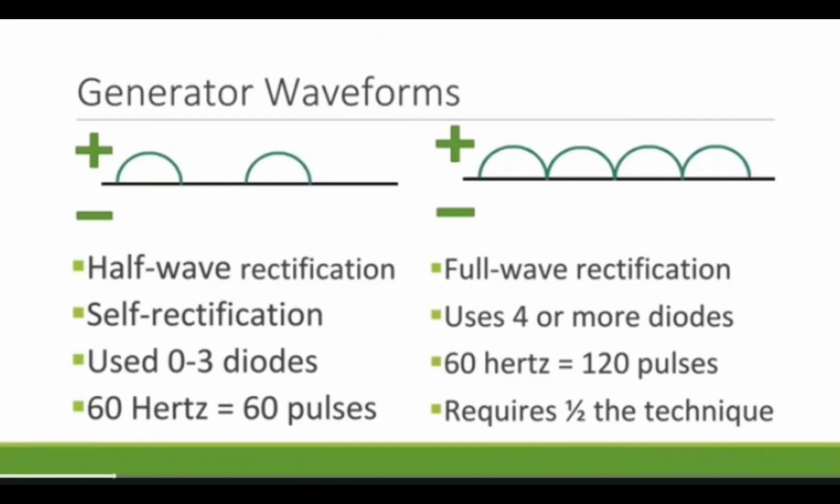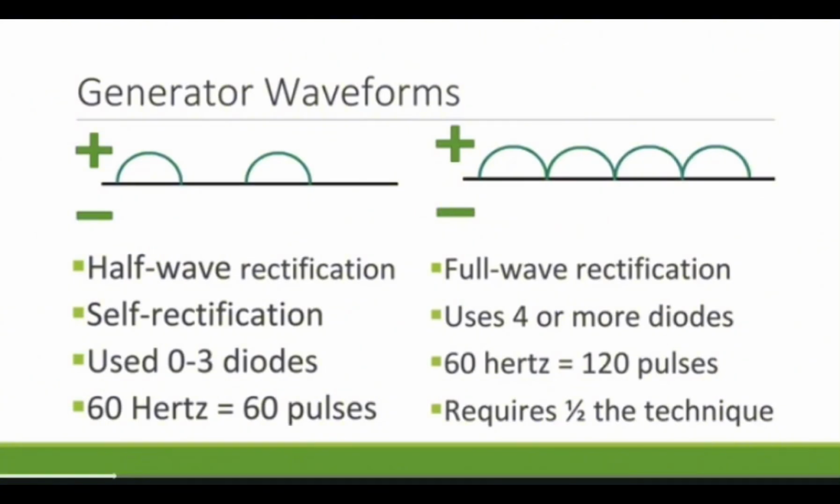With a 60 Hz power supply, full wave rectification produces 120 pulses per second, which is double compared to half wave rectification. Because the output is more constant, it is more efficient, and it requires about half the exposure technique compared to half wave rectification.